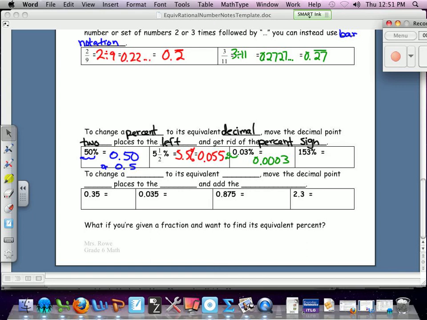In this case, 153% would be equivalent to what decimal number? Anyone at all? How about you? 1 and 53 hundredths, 1.53. Now to go in the other direction, you seriously, legitly, I don't think that's a real word. But anyway, you just go in the other direction. You just go to the right and to the left. So for this one, to change a decimal to its equivalent percent, move the decimal point 2 places to the right and add the percent sign.